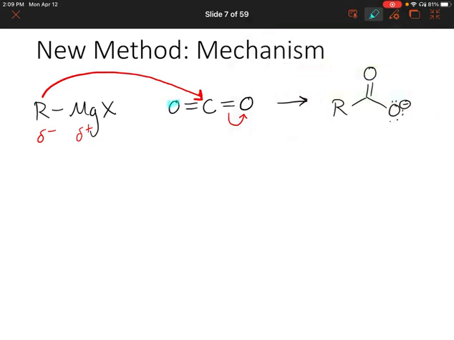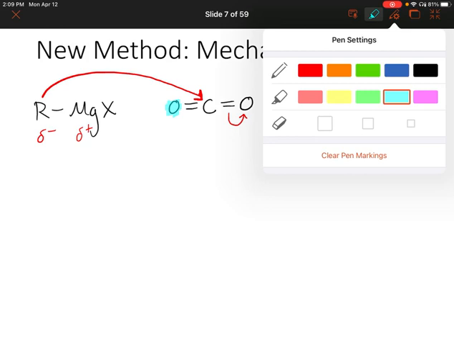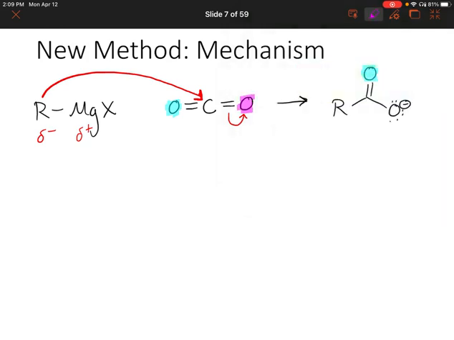So if we highlight our oxygens, our blue oxygen stays as a double bond to carbon, and then our other oxygen, we'll highlight purple, is now negatively charged. So in the last step, we just add some acid, probably dilute acid, and that will protonate the negatively charged oxygen. So pretty easy, not too bad to remember.